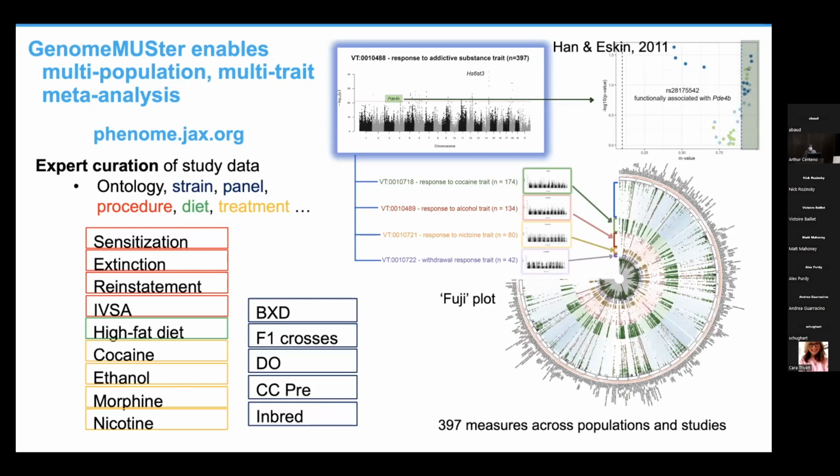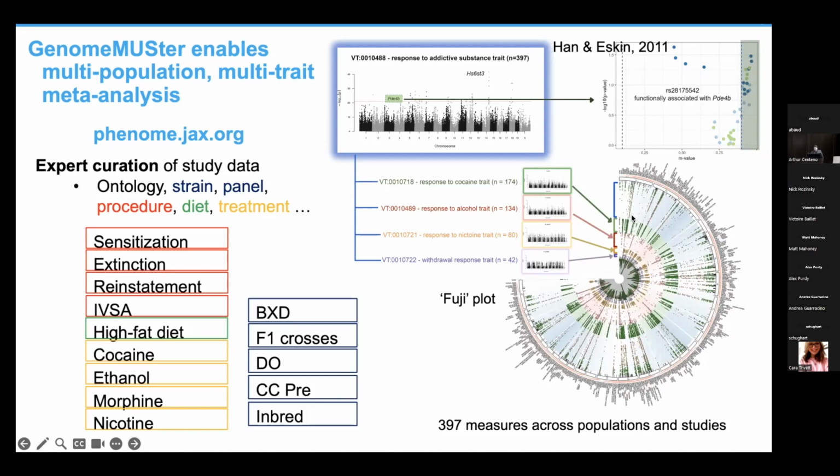And so what I'm showing you here on the screen, these ontology terms, the parent term is response to addictive substance. So this is a meta-analysis across 397 measures. But we've also done individual meta-analyses on each of the substances. So this one is response to cocaine, response to alcohol, response to nicotine, and a withdrawal response.